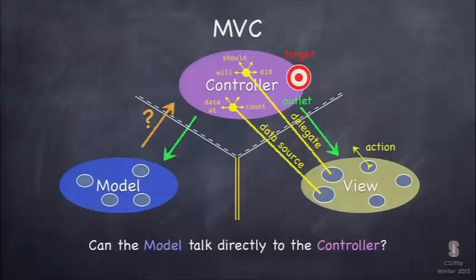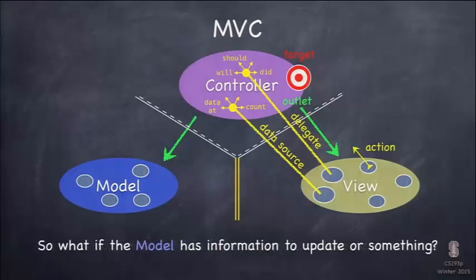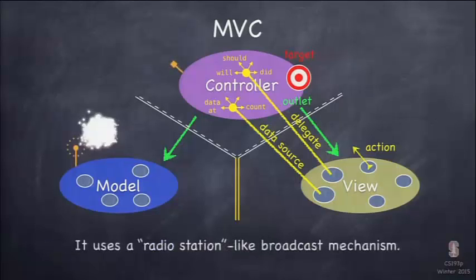What about this communication? Can the model talk to the controller? Again, obviously that's verboten because the model knows nothing about UI, so it couldn't possibly talk to a UI object like the controller. But sometimes things change in the model and the controller needs to know about it. Okay, a database changes, or the model is some network database and somebody changes something on the network and the controller needs to find out. So how do we do that communication?